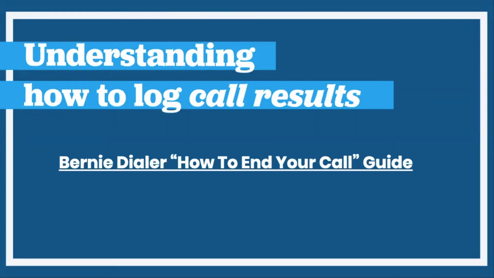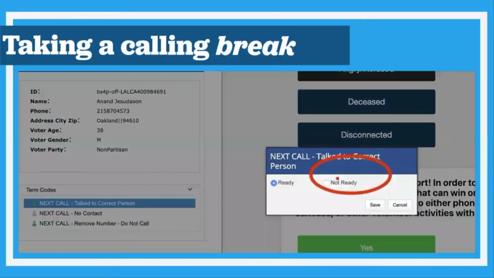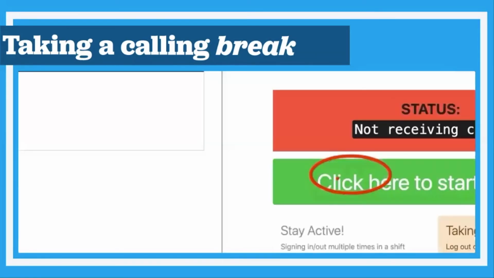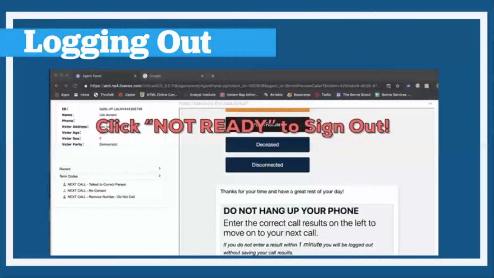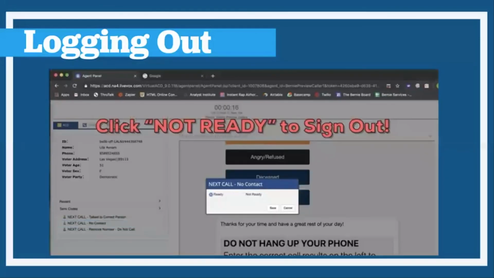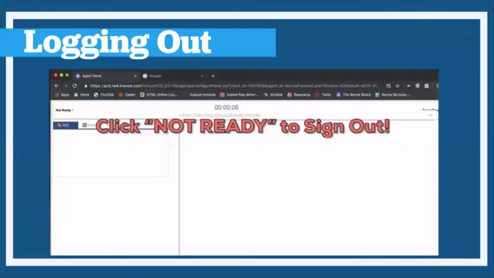Also, in order to log out when you're making calls, or if you just want to take a break, when you end a call, you're going to select the not ready button, and then you're going to push save. You will then be able to log out or take a break. Now let's show you a little bit about logging out. Again, it's the same exact way. You're going to select the not ready button after you've entered your call results.